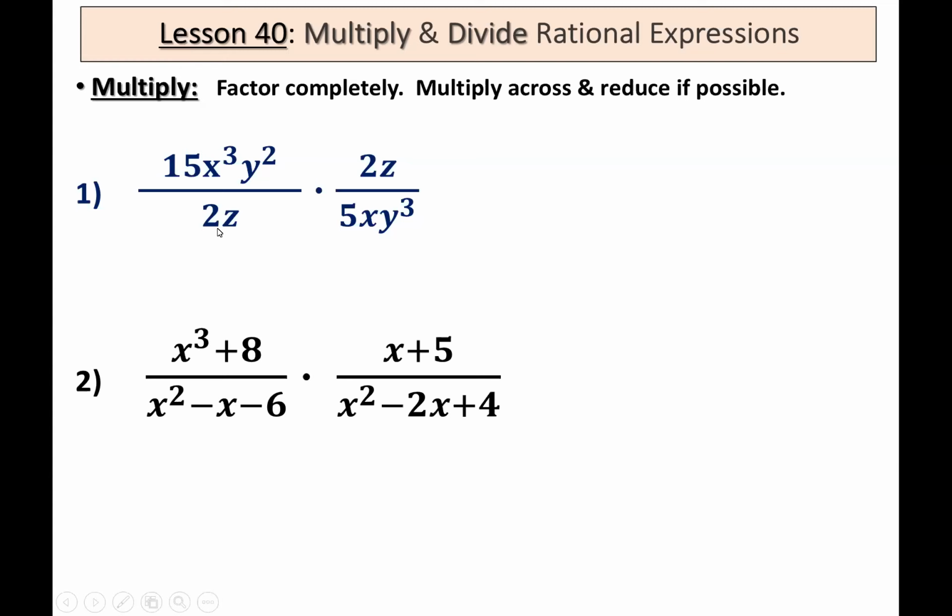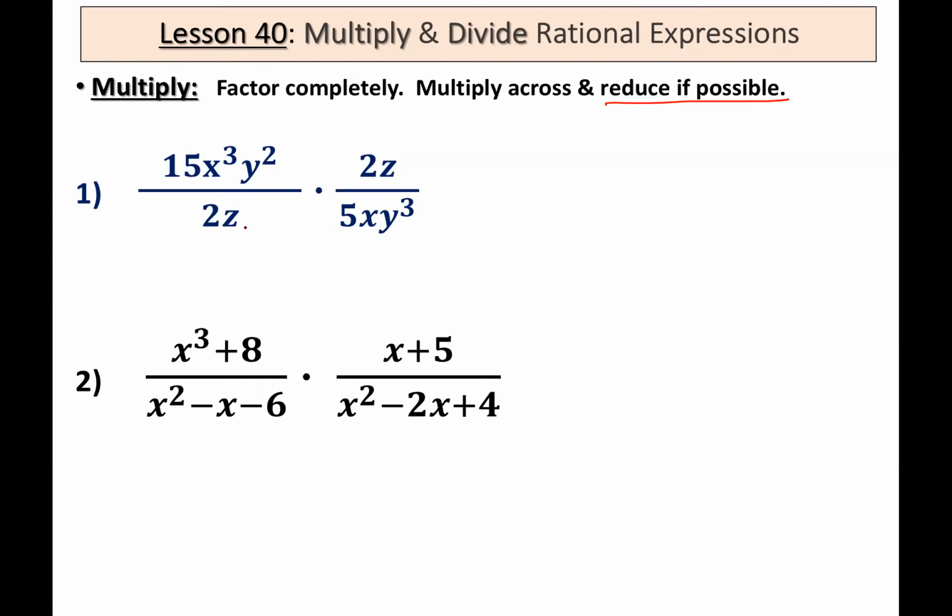For number 1, each of these expressions is called a monomial, mono meaning one, one single term. So each numerator and each denominator is just one term. We will be able to just kind of skip over the factor step and just multiply across, reduce if possible. The one change I will make there is reduce if possible, do that first, and then multiply across. So here's what I mean by reducing if possible. Look for any common factors in the numerator and denominator, whether that's in the same fraction or kind of diagonal from each other in different fractions.